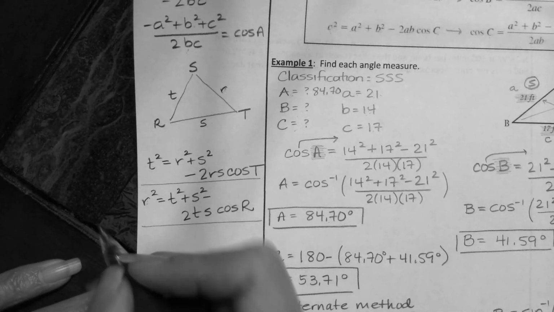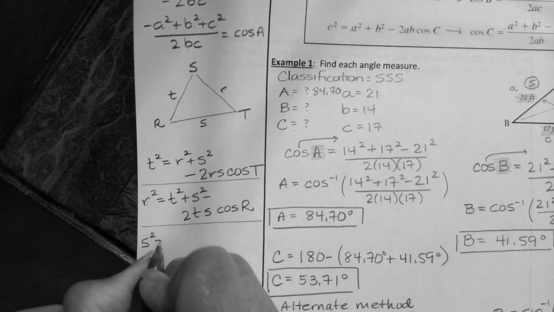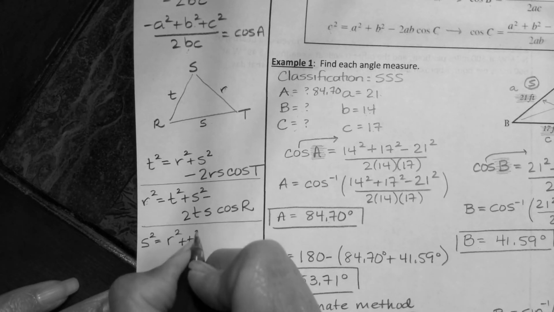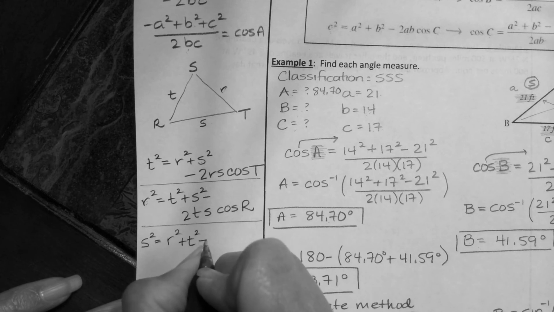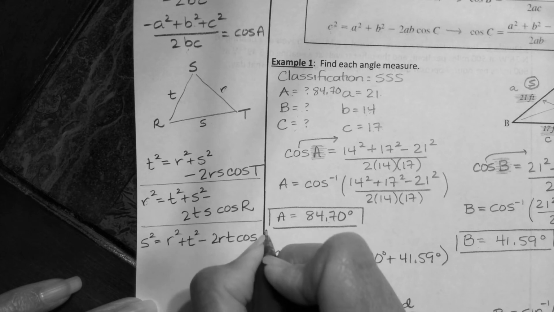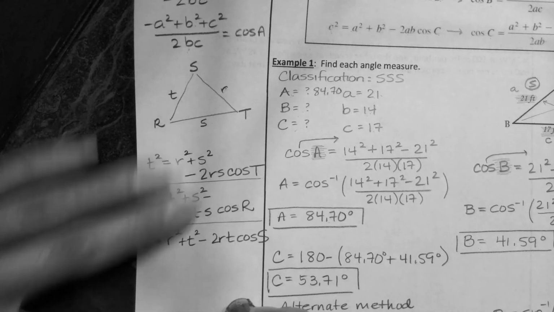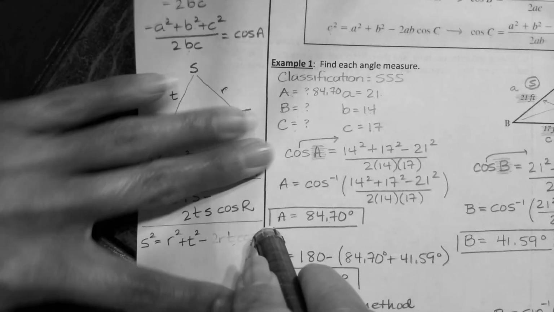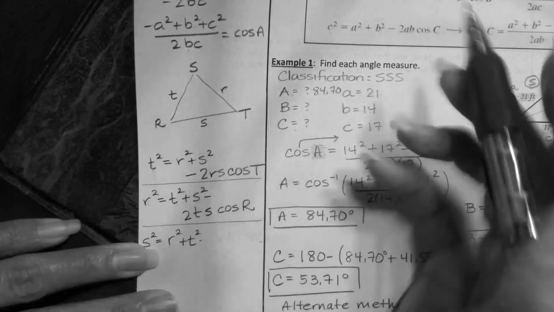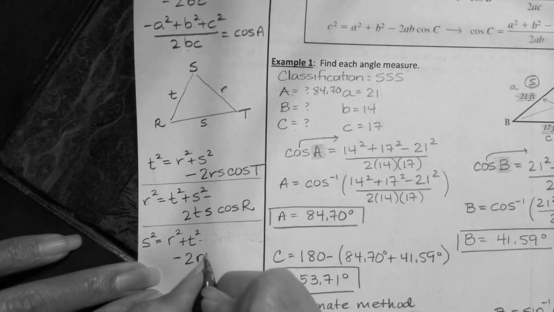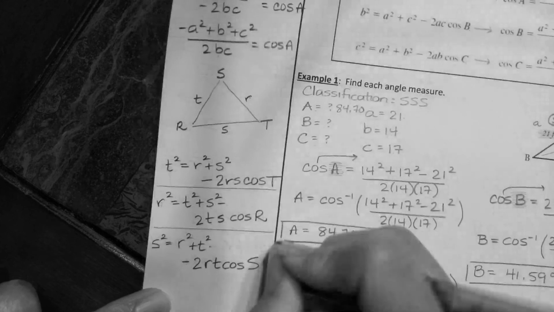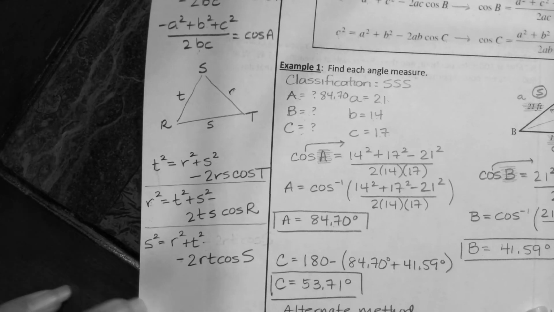Okay, so this is what you should have written. S squared equals, you're using the other two letters, so R squared plus T squared, or T squared plus R squared, minus 2RT cosine of capital S. Okay, I better write that on the next line so you don't get confused. So let's put the minus 2RT cosine. If you start with an S, you end with the corresponding angle S. Okay, so that's how this formula works.